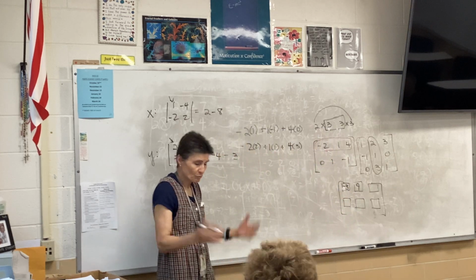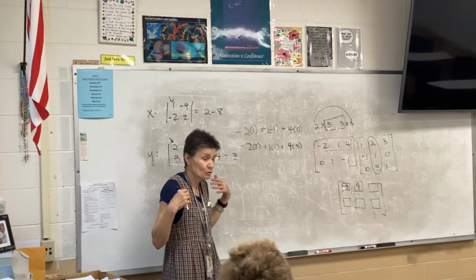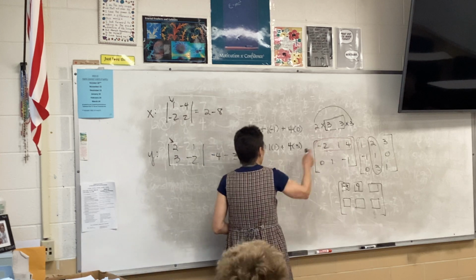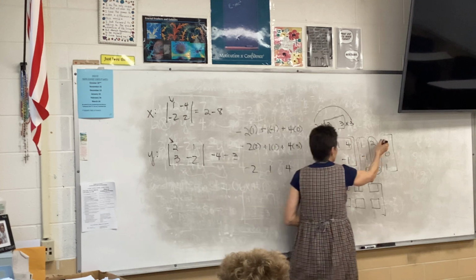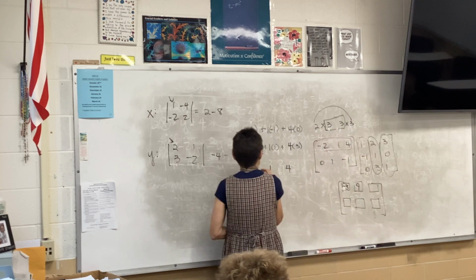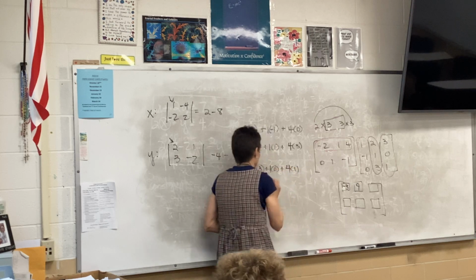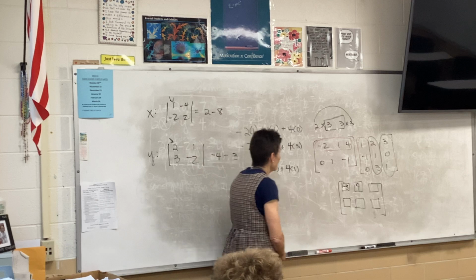Please, don't be just writing down what I'm saying. First of all, I make mistakes too. And second of all, you need to know how to do this. One more time. First row times last column. What does that equal? Negative 2. Yep.